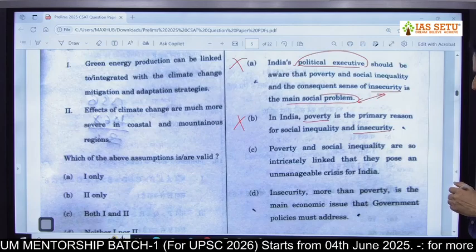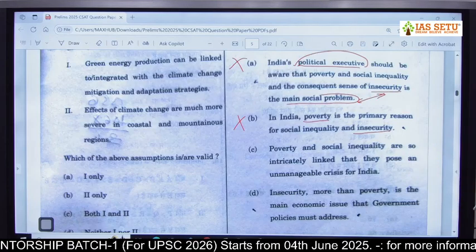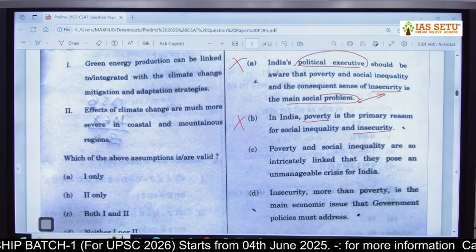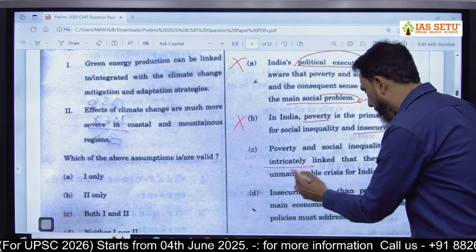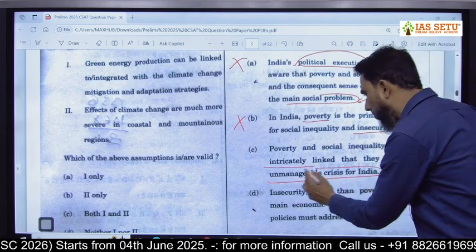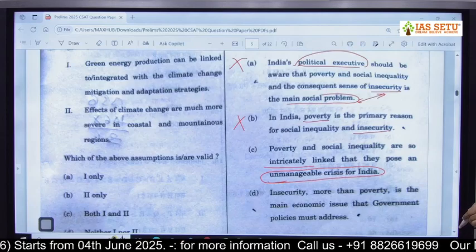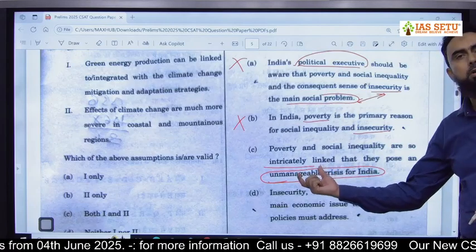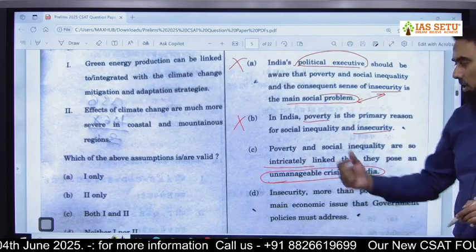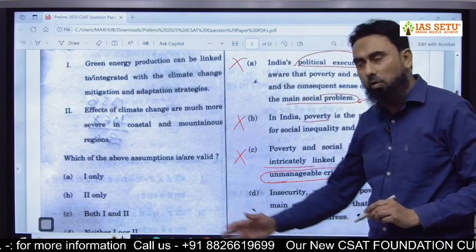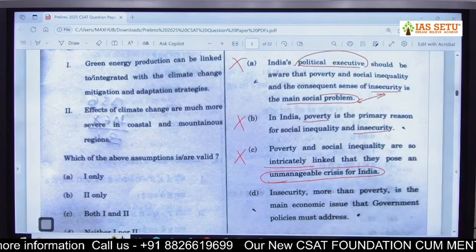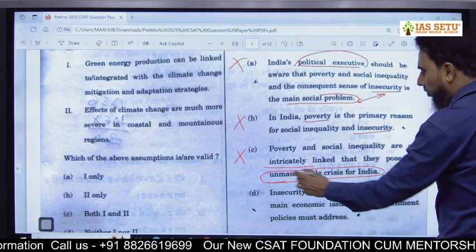Option C: poverty and social inequality are so intricately linked that they pose an unmanageable crisis for India. Now, "unmanageable" is coming from outside. This qualitative term is not given in the passage itself. So you have to always be careful that the juice of the orange of the passage should be there. It should not have some foreign elements.